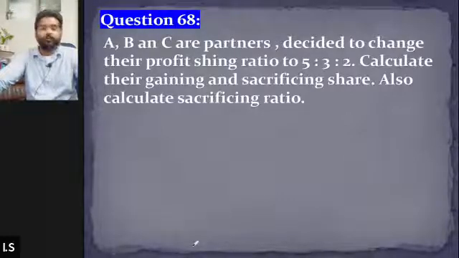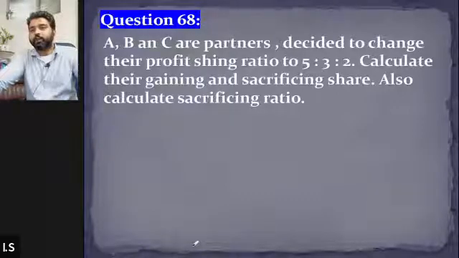So earlier in the previous question, we were not required to find out the sacrificing ratio. We were just supposed to find out the sacrificing and gaining share. But in this question, we need to calculate the sacrificing ratio as well. So I'll show you how to do that. But the thing is that the question is telling us the new profit sharing ratio. The question is not providing us the information about the old profit sharing ratio.